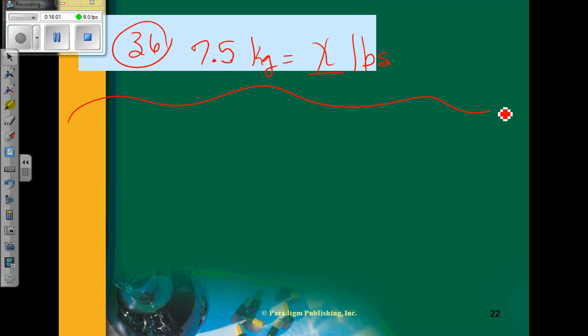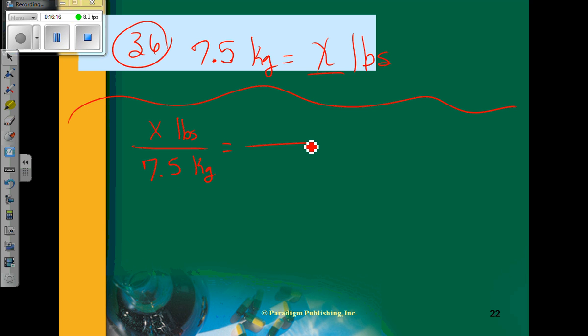We'll do number 36. That was 7.5 kilograms equals how many pounds? So we know we have x, and I just like to put my x on top. You don't have to put it there, but x pounds divided by 7.5 kilograms.